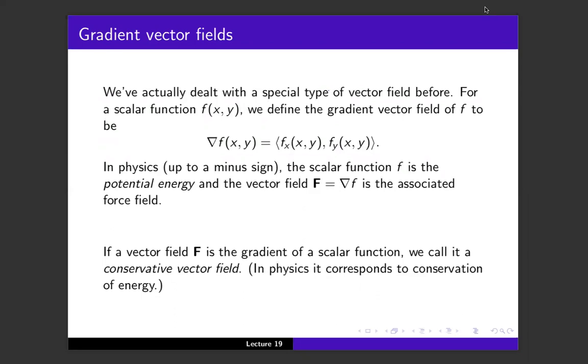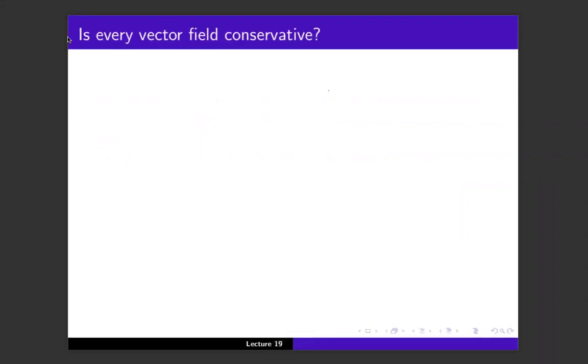Okay, but here's an important question. Are all vector fields conservative? Are there examples of a vector field that are non-conservative? And yes, there are, as it turns out. So is every vector field conservative? And the answer, turns out, is no.